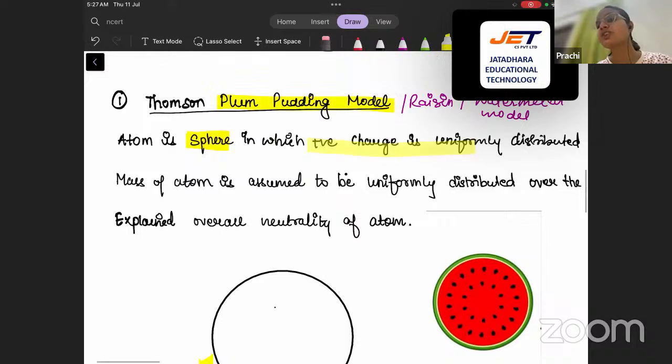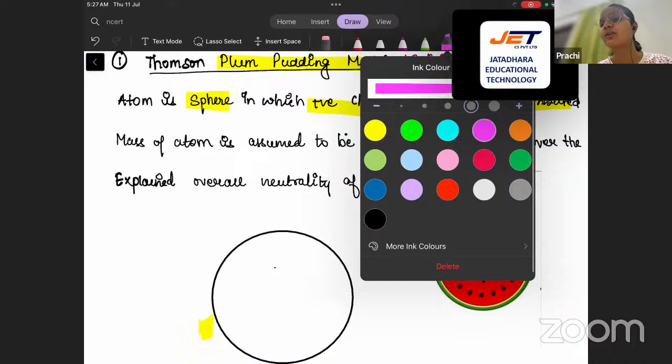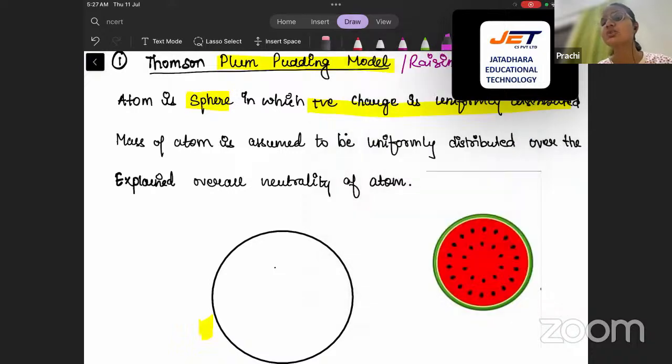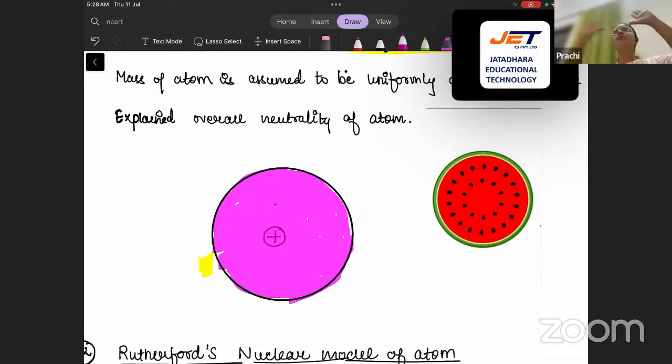In which positive charge is uniformly distributed. What he said is that the positive charge here is uniformly distributed. So the positive charge will be inside this sphere and it will be uniformly distributed throughout this sphere, right? So yes, this sphere is filled with the positive charge. This sphere is a positive charge sphere, and that positive charge is distributed all over that sphere.